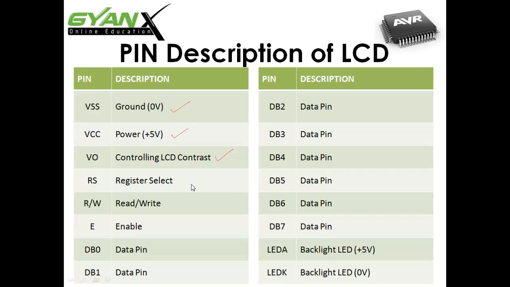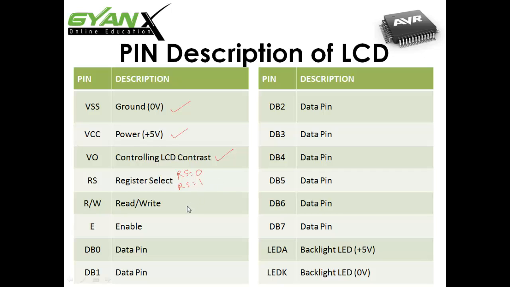Register select. The register select pin is used to select the data register or command register. If RS is 0, the command register is selected, allowing the user to send a command such as clear display, cursor at home, etc. And when RS is 1, the data register is selected, allowing the user to send data to be displayed on the LCD.